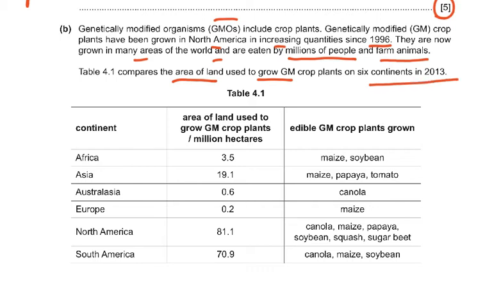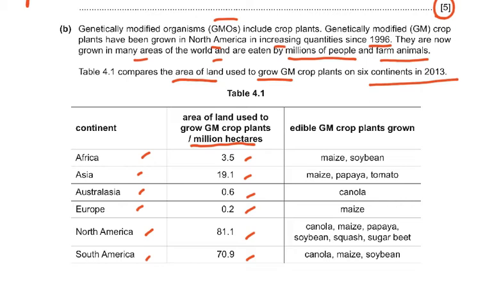Now, we're looking at a whole lot of continents: Africa, Asia, Australasia, Europe, North America, South America. Area of land used to grow GM crop plants in million hectares: 3.5 million, 19.1 million, 0.6 million, 0.2 million, 81.1 million, and 70.9 million. But we don't know how big these continents are. Is it a certain percentage of their total area? We have no idea.